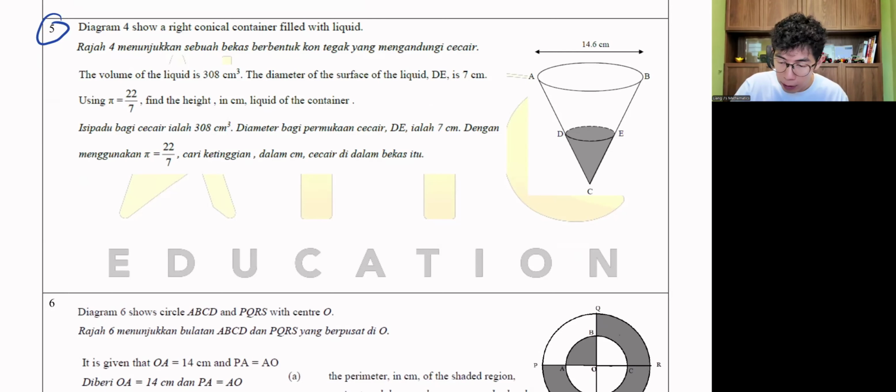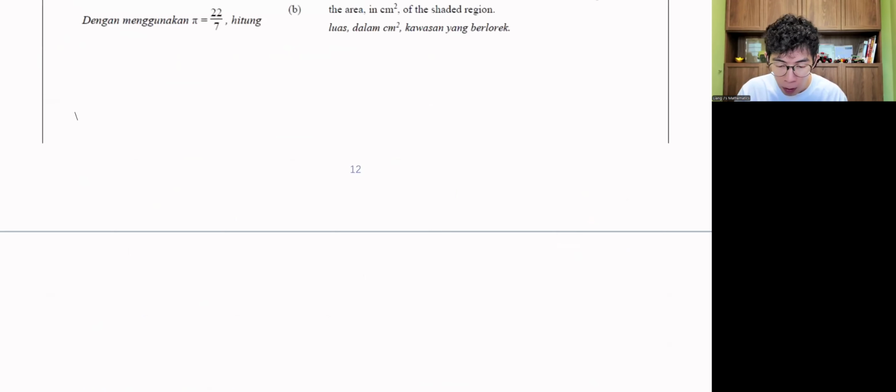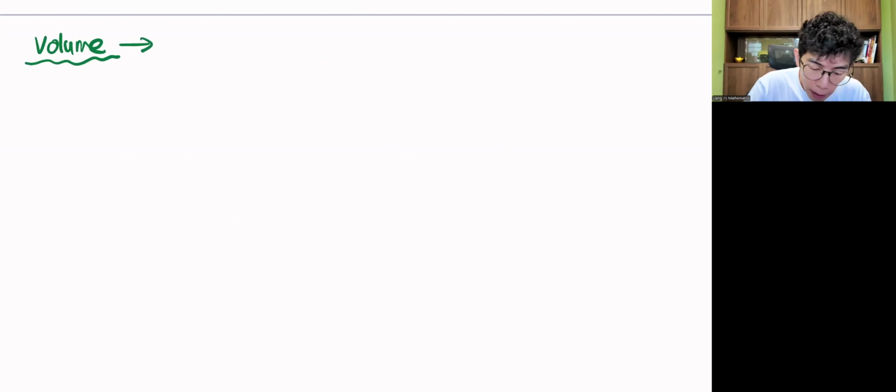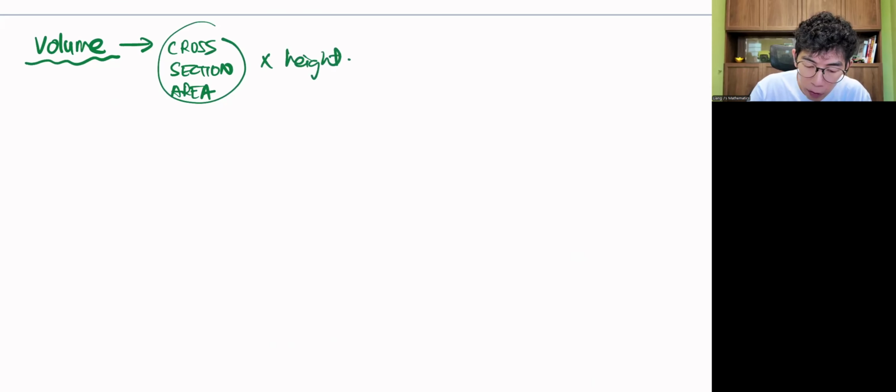Let me just quickly get another extra part at page. Okay, so everybody, this is important, no? Volume. Okay, the idea of volume comes from cross-section area times height. This is the idea of volume. So this will be the fastest way to solve it.